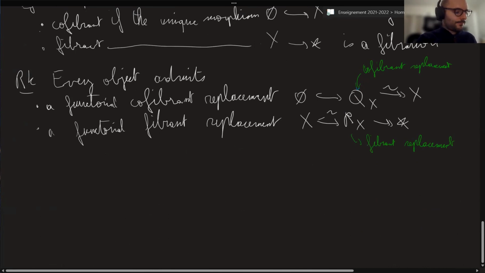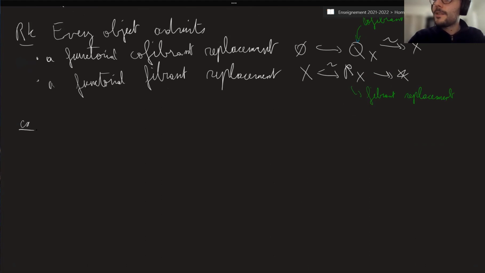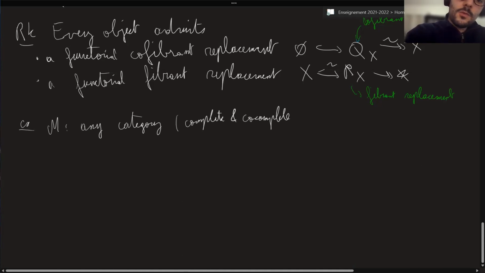Maybe some examples of model categories. The first one I'm going to state is quite obvious, but the next ones are very difficult, and proving that they are actually model structures is like chapter 2 and chapter 3 of this course. So just proving that there exists a model structure. So M is any complete and co-complete category.